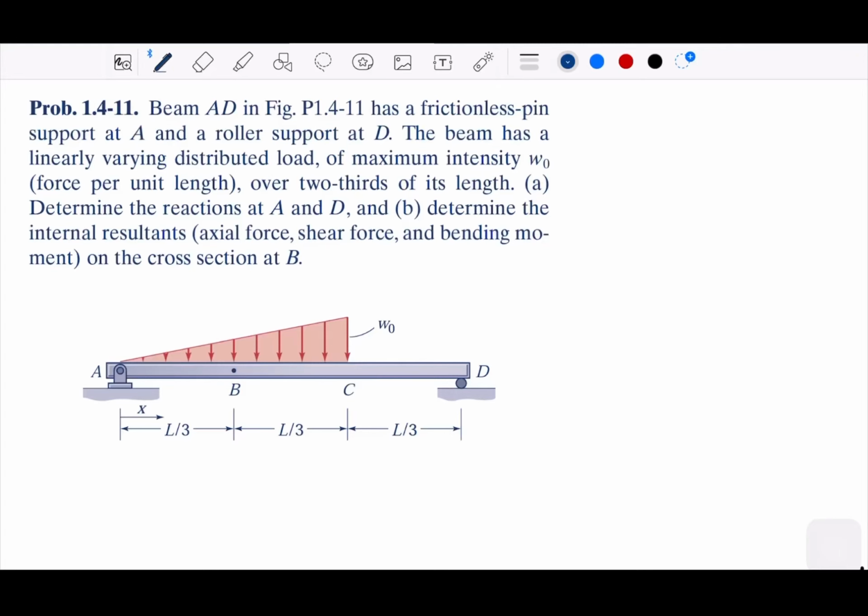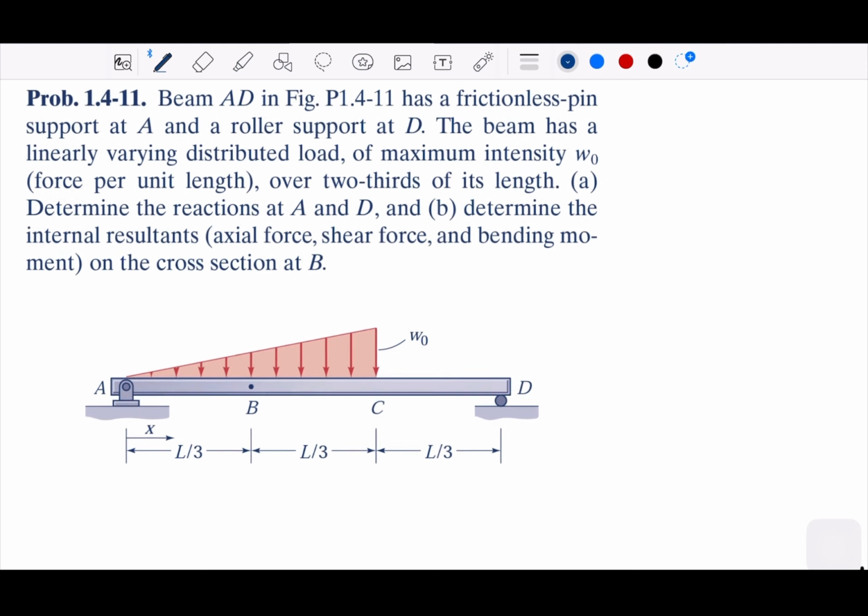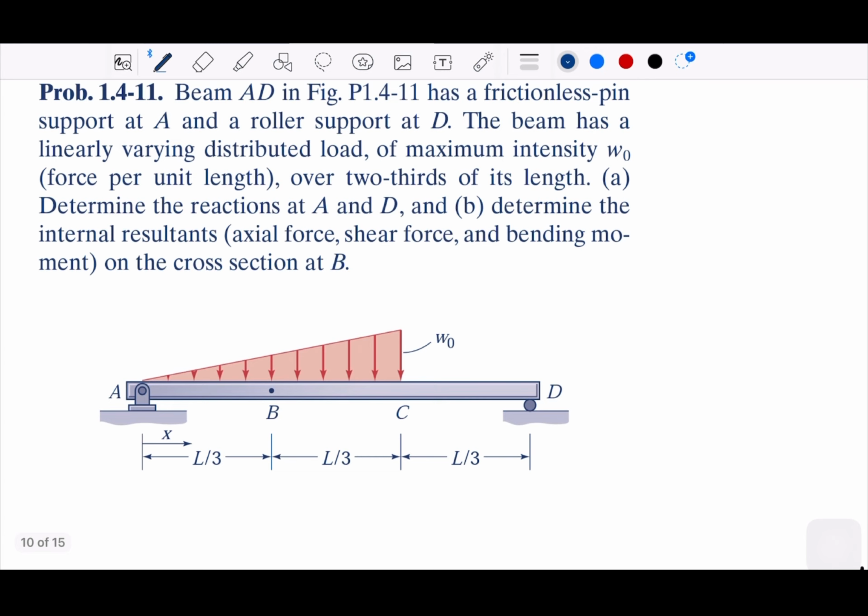Okay, hello everyone. This is the exercise that I gave you. So this is actually showing you a beam AD. In this figure, it has a frictionless pin in A and a roller support in D. So this is A and D.